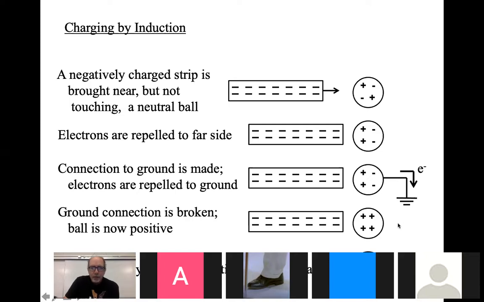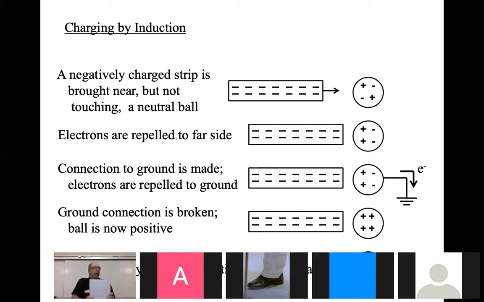If we then break the ground connection, the electrons are trapped inside the ball. Okay, and then we would end up with a negatively charged object. So this is charging an object by forcing charge to move around. Okay, all right. Now, can you give us a sec to write that down?